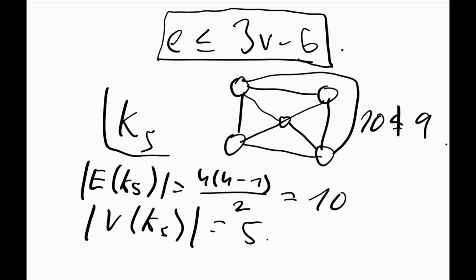So this was illustrated for K5, for example. There's this, once again, inequality for planar graphs that the number of edges is at most 3 times the number of vertices minus 6.